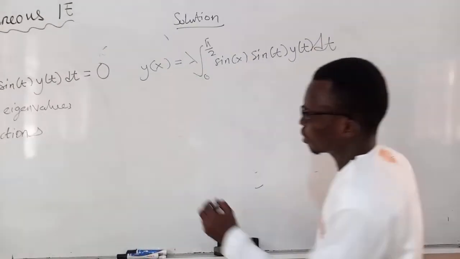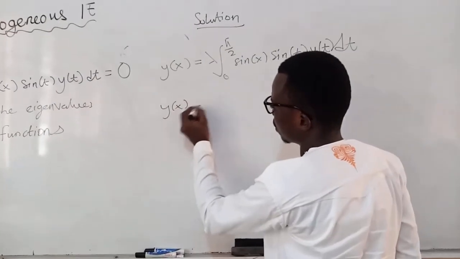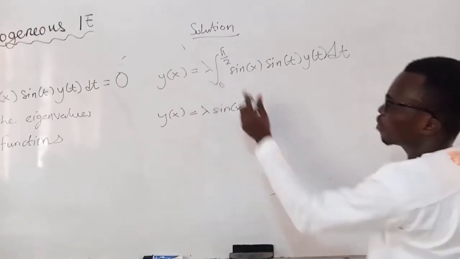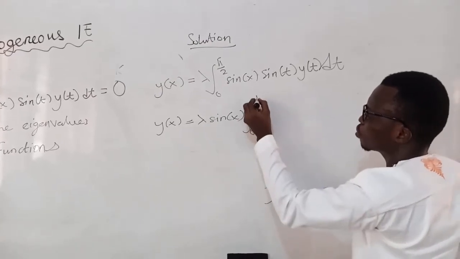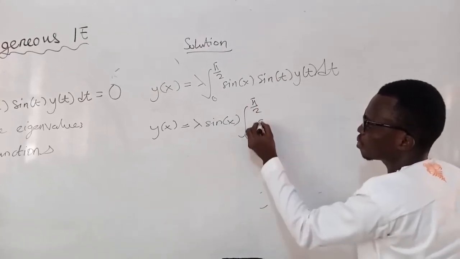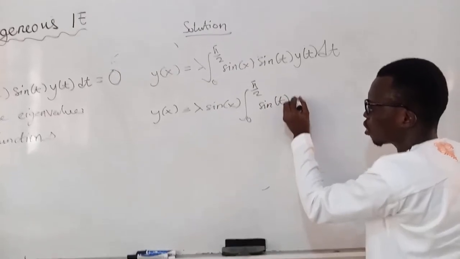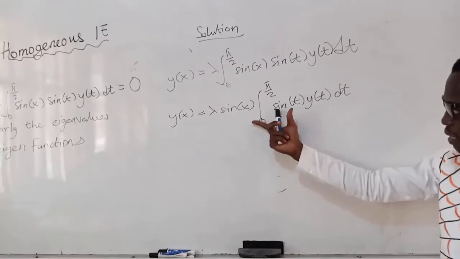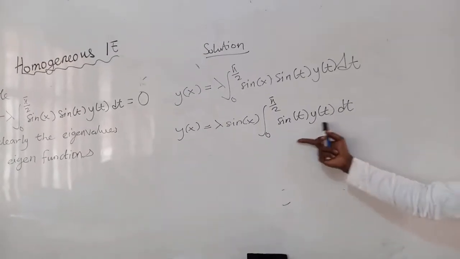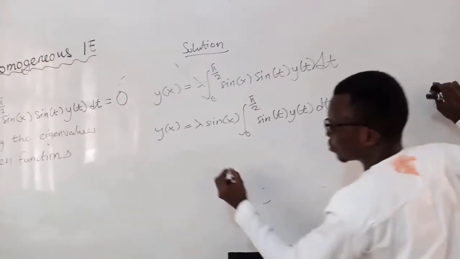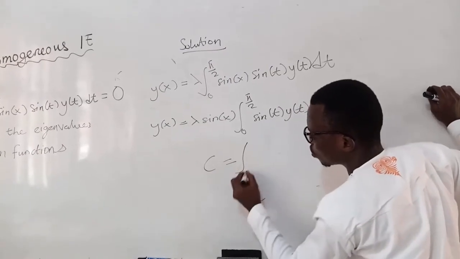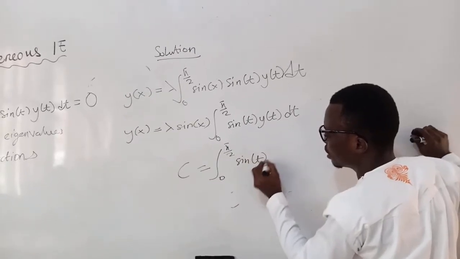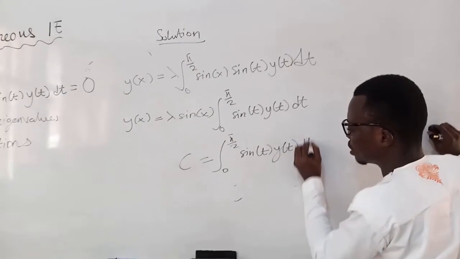So y of s becomes lambda sine s, the integral from 0 to pi on 2, then sine t, y of t dt. If you evaluate this integral, you are going to get a constant. So let's represent it here by a constant c. C is equal to the integral from 0 to pi over 2 of sine t y of t dt.